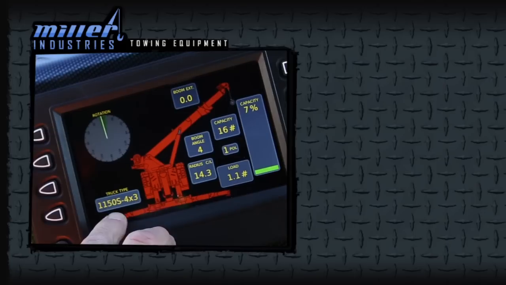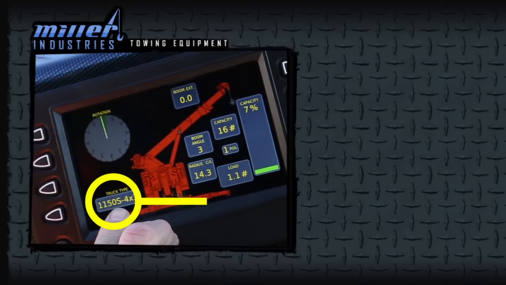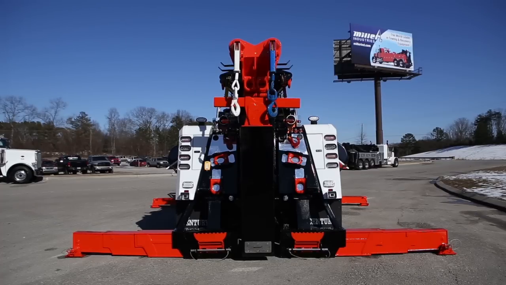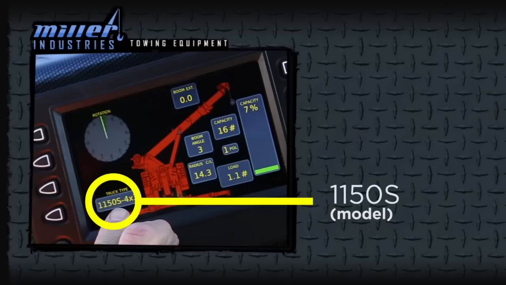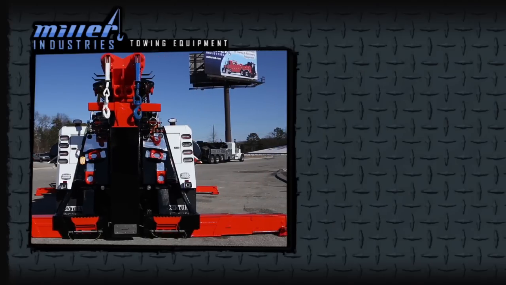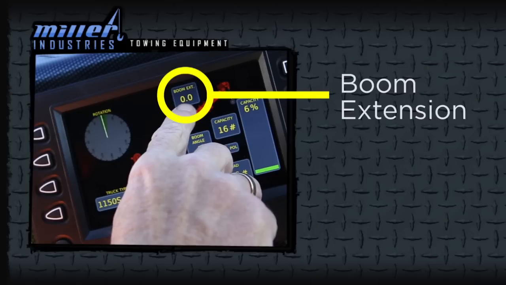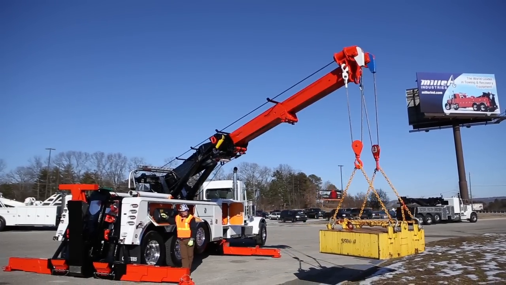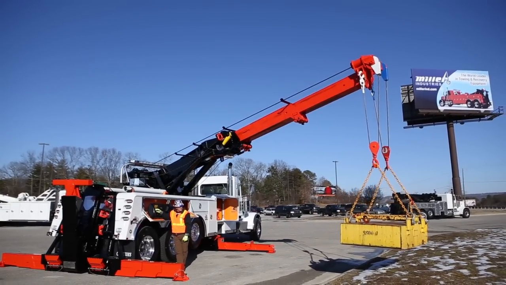First, it tells you what unit you're working with, in this case the 1150. The information that follows is the number of outrigger stages, first the rear, then the front. On this model, it's an 1150 with 4-stage rear outriggers and 3-stage front outriggers. Next, boom extension is shown starting at 0 feet, fully retracted, and going to the maximum extension of your individual unit. For this 1150, it's 20 feet.